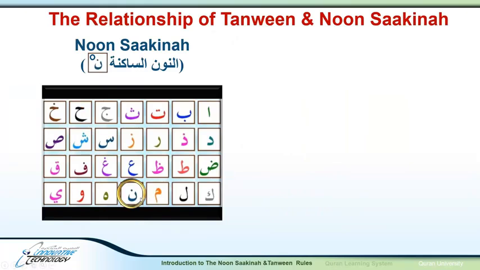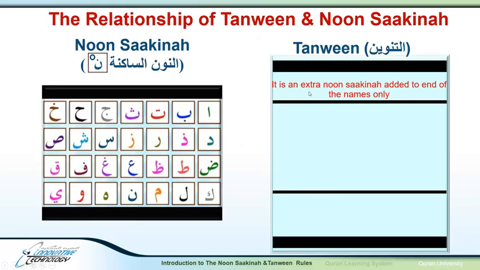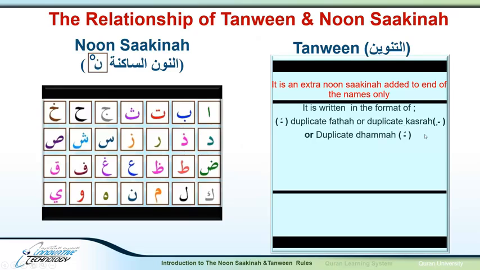Now, what's Tanween and what's the relationship of Tanween and Nun Sakinah? As we said, Nun Sakinah is basically one of the letters of the alphabet with a sukun, with still no haraka. Now the Tanween is an extra Nun Sakinah added to the end of a name, any name. And it's written in the format of a duplicate fatha, duplicate kasra, or duplicate dhamma. So there are three types of Tanween: Tanween with fatḥ, Tanween with kasr, Tanween with dhamm.